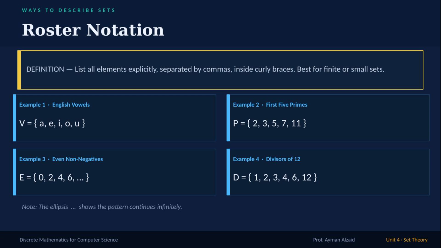Roster notation works beautifully when the set is finite and manageable. For large or infinite sets, we need a more powerful approach, which brings us to our next slide.